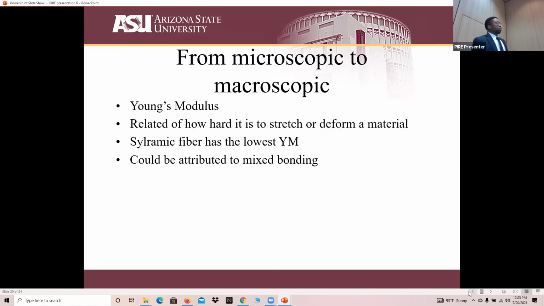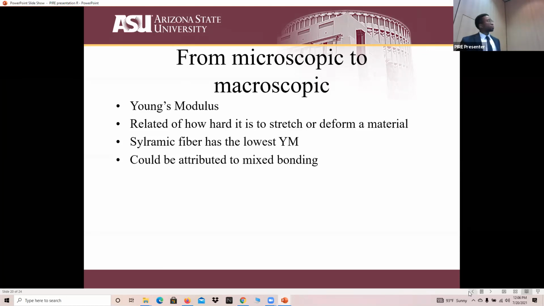Now, as we move to talk about the relationship between microscopic and macroscopic properties, I decided to touch base a little bit on the Young's modulus, which is a measure of how stiff a material is, how hard it is to stretch or to deform it. Ceramic has been shown to have the lowest Young's modulus, which means it's more stretchy, more flexible. And this flexibility that we see in ceramic could be attributed to the nature of mixed bonding again, since ceramic is the fiber that has the highest number of bulk constituents.